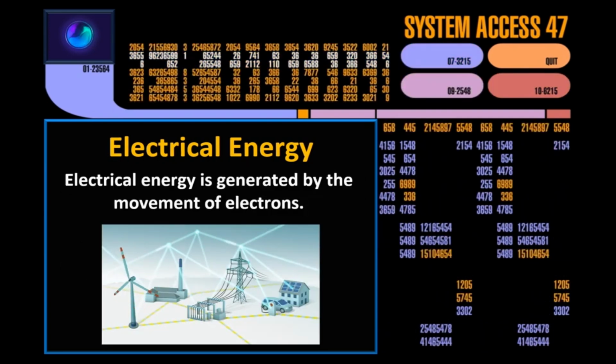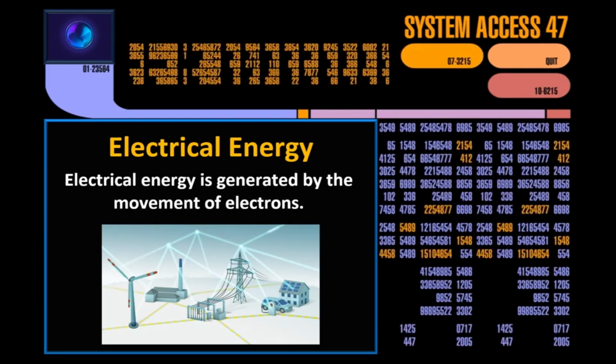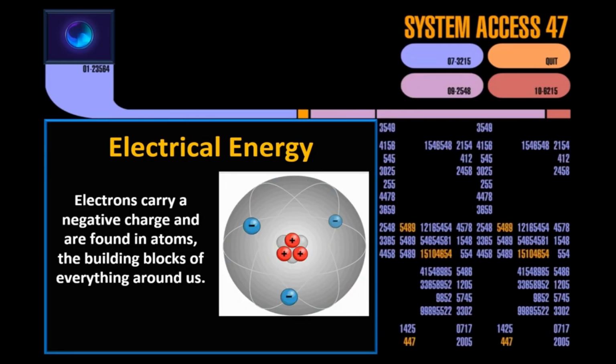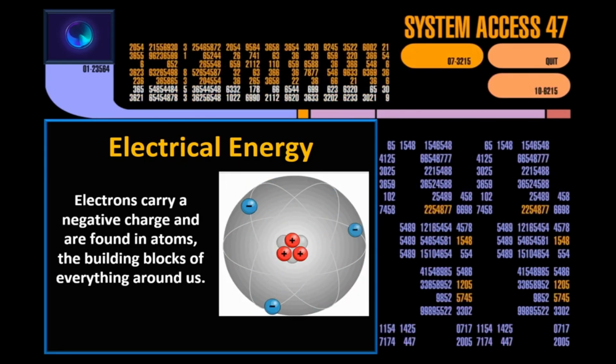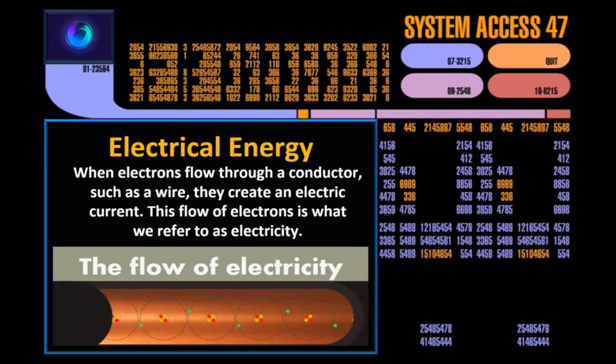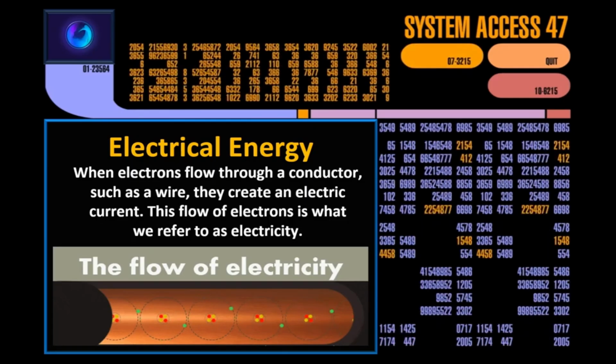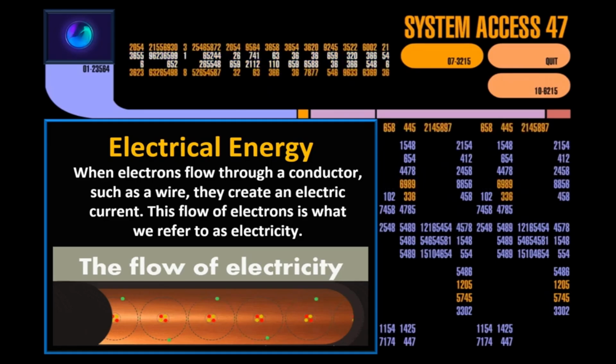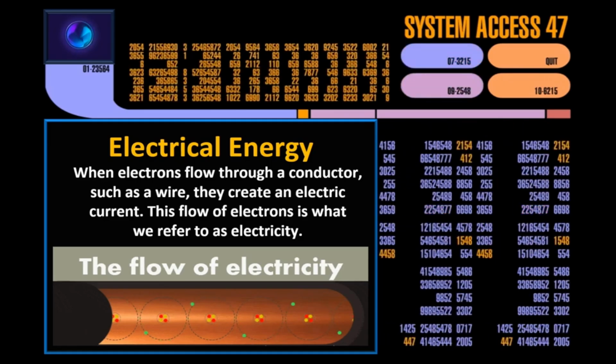Electrical energy is generated by the movement of electrons. Electrons carry a negative charge and are found in atoms, the building blocks of everything around us. When electrons flow through a conductor, such as a wire, they create an electric current. This flow of electrons is what we refer to as electricity.